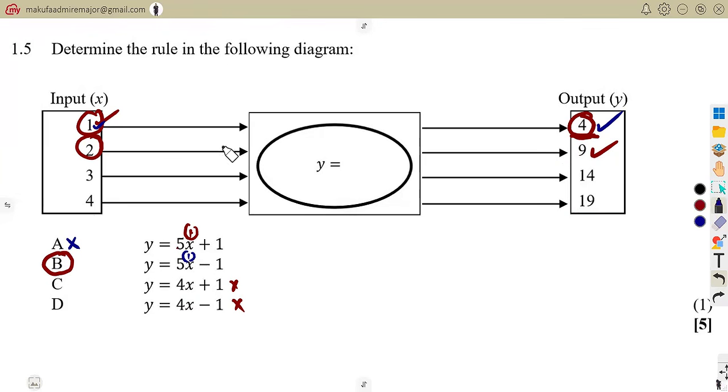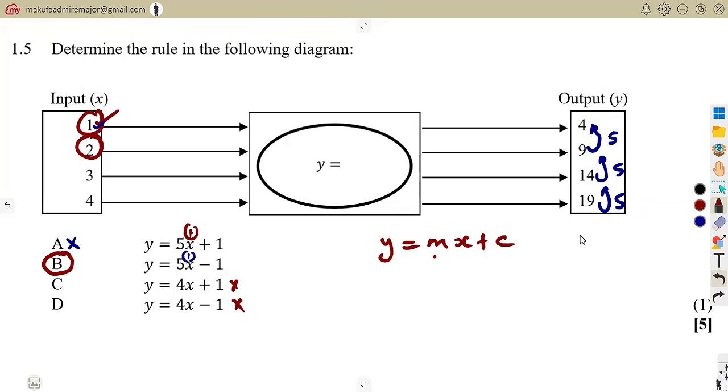Yes, you can actually determine the rule, because remember, this is a linear equation. You're already seeing the difference on the output here: 9 minus 4, that is a 5. 14 minus 9, that's a 5. 19 minus 14, that's a 5. We can see that there's a common difference. It's linear. We are talking about what? A straight line.